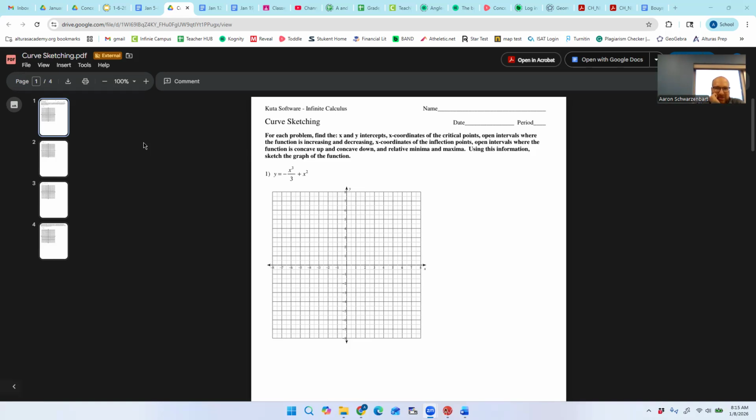It tells us to find about everything. Okay. So x and y intercepts. The y-intercept is 0. For the x-intercepts I can factor out x squared and have negative 1/3 x plus 1. So the x-intercepts are 0 and 3. The y-intercept I would get by plugging in 0 for x, but I already have it because it's an x-intercept.